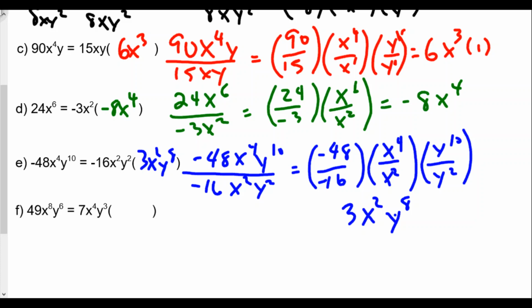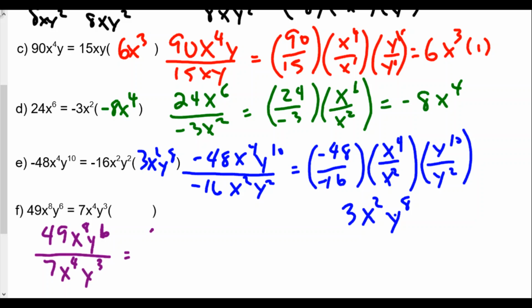Okay, so now for letter F, I made a slight error. I typed in the wrong value for F. It should be 49x to the 8th y to the 6th. I had 48x to the 8th y to the 6th. So for our last one, we're going to take 49x to the 8th y to the 6th and divide by 7x to the 4th y cubed.